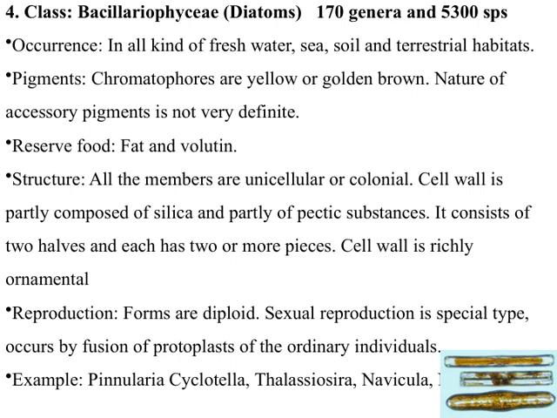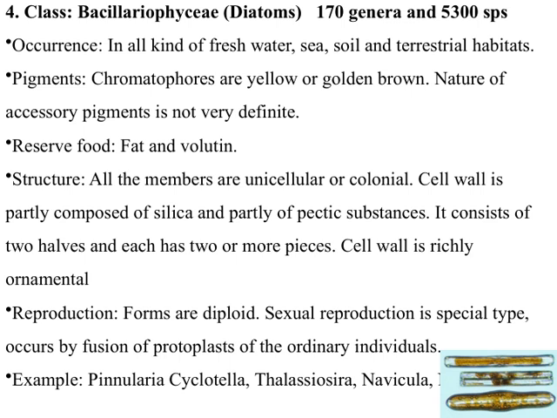One of their distinctive features is their pigmentation. They contain chromatophores that are yellow or golden brown, giving them that characteristic color. However, the nature of their accessory pigments isn't fully understood, which adds an element of mystery to their biology. Diatoms store food primarily as fats and volutin, which help them survive in various environmental conditions.